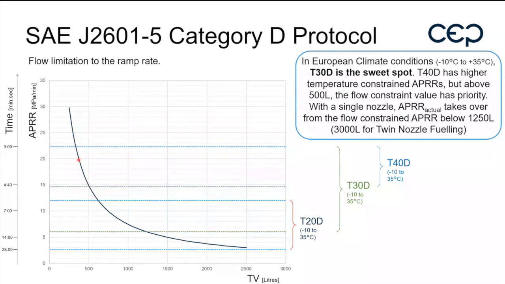So once you reach 500 liters, you are stuck to this value here, and you will always be lower than the temperature constraint value from the table.